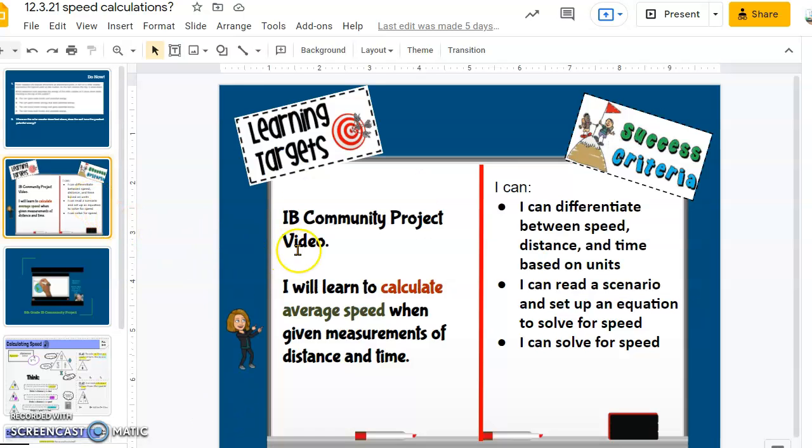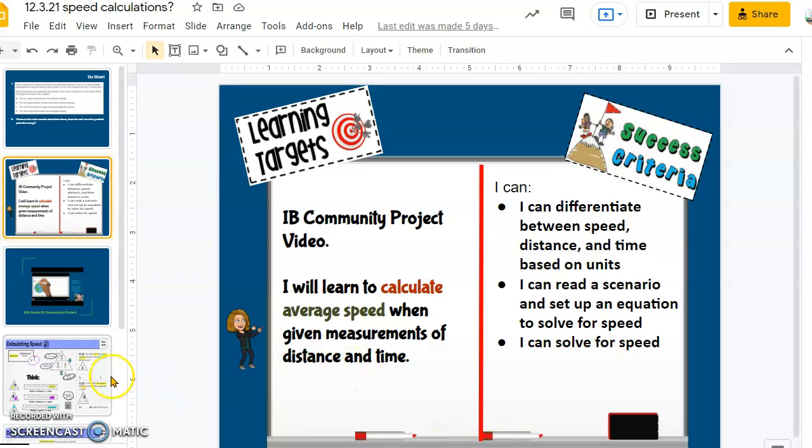So right here are today's learning targets. We're going to watch an IB community video project after we go over some of the slides on calculating speed, and you'll learn to calculate speed given measurements of distance and time. You can differentiate, which means tell me the difference between speed, distance, and time based on units. I can read a scenario and set up a question to solve for speed. That means reading a word problem, and I can solve for speed.